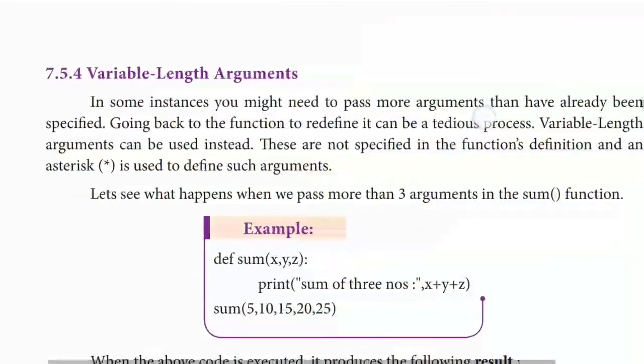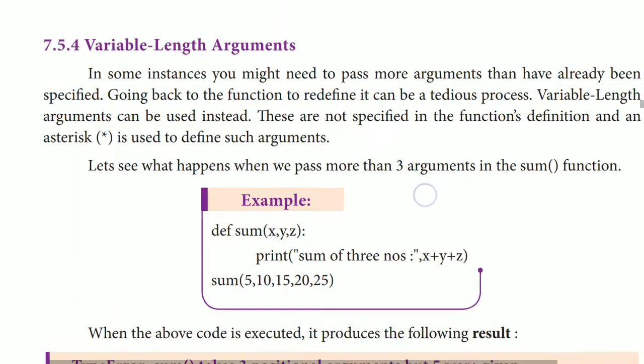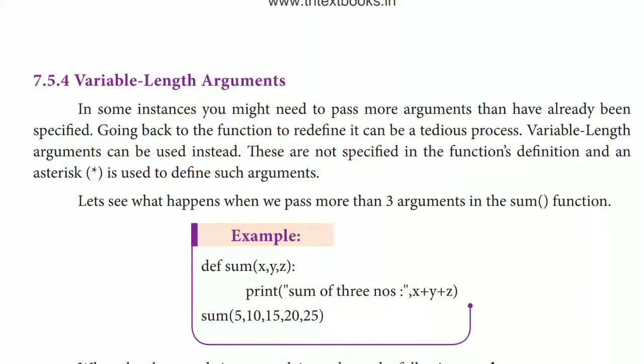So next is variable length argument. In some instances, we need to pass more arguments than have already been specified. Going back to the function to redefine it can be a tedious process. Variable length arguments can be used instead. These are not specified in the function definition, and an asterisk symbol is used to define such arguments. Let us see an example.